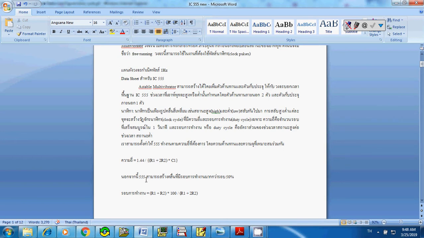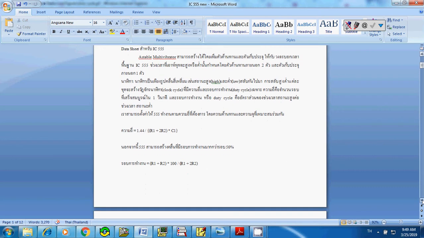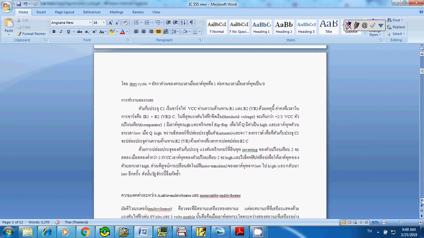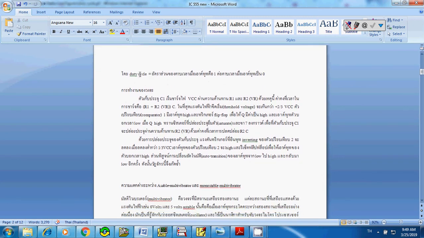In addition, the IC555 can generate a waveform that has a duty cycle smaller than 50%, and your duty cycle can be calculated from (R1 plus R2) multiplied by 100, that's in percent, divided by (R1 plus 2R2). And as I mentioned earlier, duty cycle is the ratio of the period when the output is 1 divided by the period of the cycle.